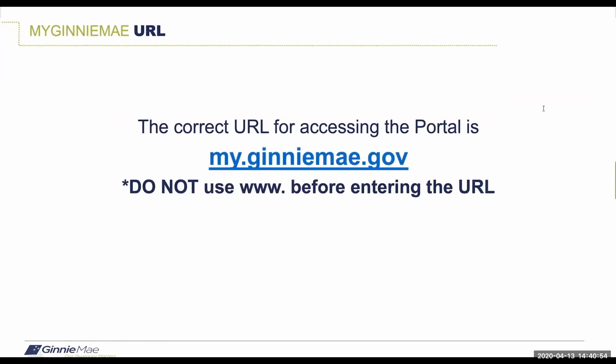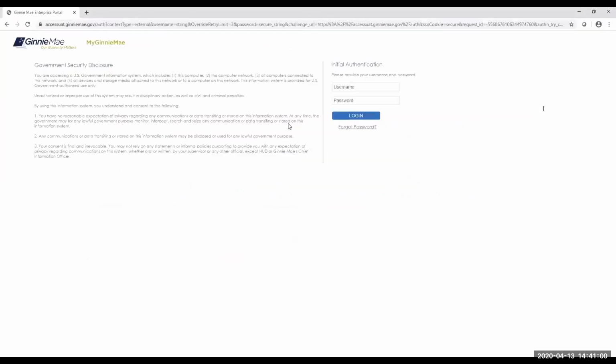Now, to log into MyJennyMae, please navigate to the URL, enter my.jennymae.gov using the browser of your choice. Once you land on the MyJennyMae page, you will then enter your username and password. And this is the user email address and password that was established during the registration form we just saw.